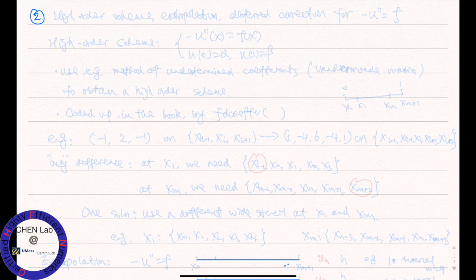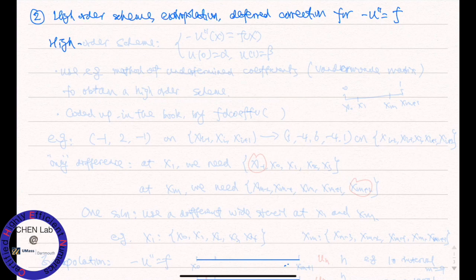In this lecture, we'll talk about high-order scheme, extrapolation, and deferred correction for negative u double prime is equal to f.